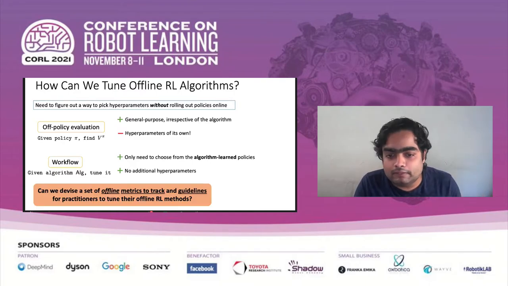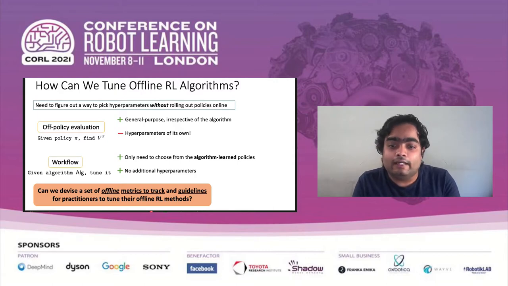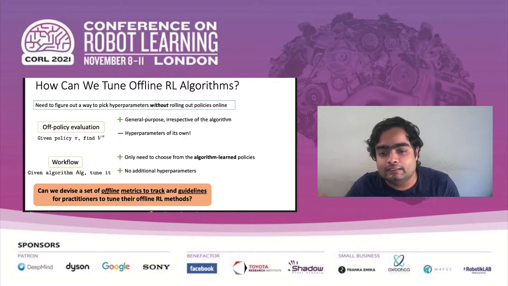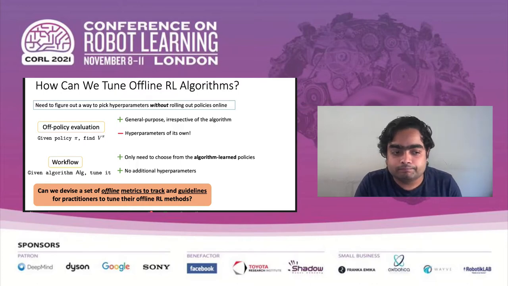So the key question that we want to answer here is, can we devise a set of sort of offline metrics, pretty much like validation error, that practitioners can track, and then a set of guidelines that can allow practitioners to interpret the values of these metrics and accordingly adjust various knobs of their offline algorithm. And this hopefully allows us to get much better policy performance.